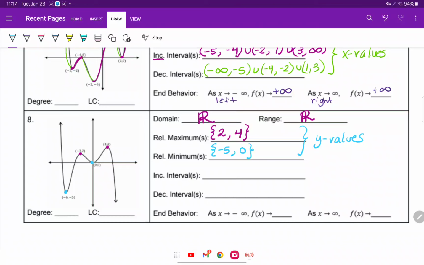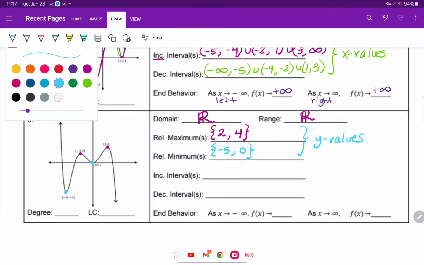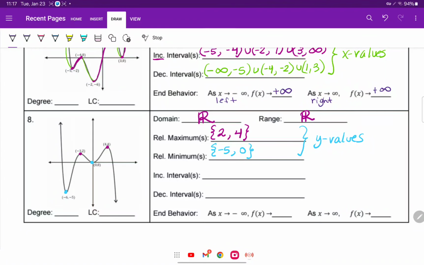Increasing and decreasing. So when is my graph moving up from left to right? So looking at my graph, we go up right here, we go up right here. So there's 2 places. And again, these are x values when we describe it. It goes from -6 to -3. Never include them, so parentheses, union, 0 to 4.